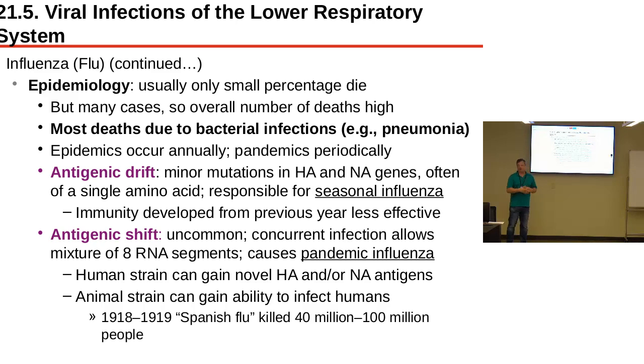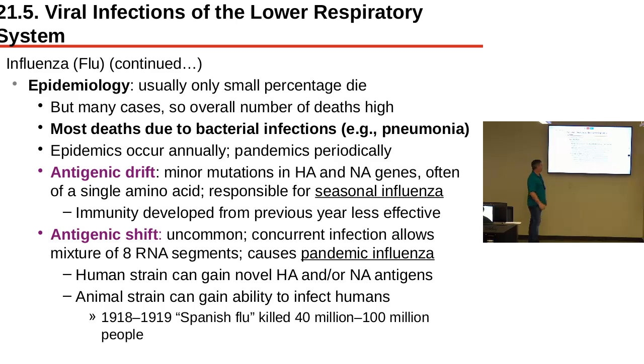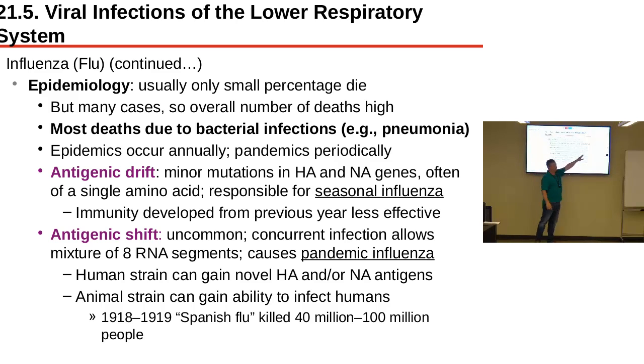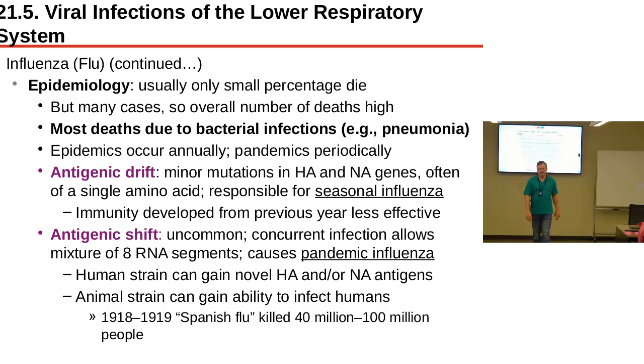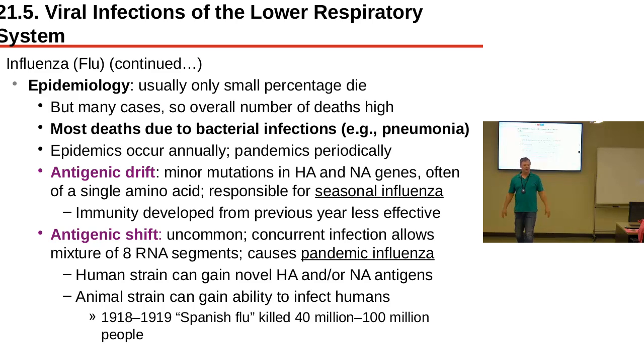Sometimes it can be as small as just one single amino acid, but that change is responsible for the seasonal flus. Just one little change changes the way that, remember how specific the B and T cells are, that even one little amino acid change is enough for it to misread that particular epitope sometimes.